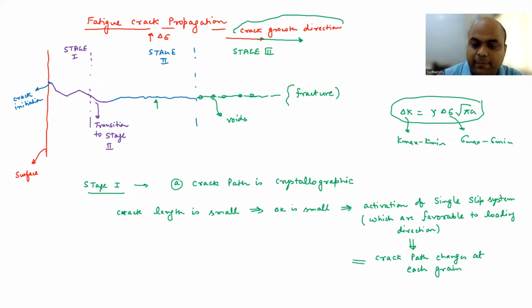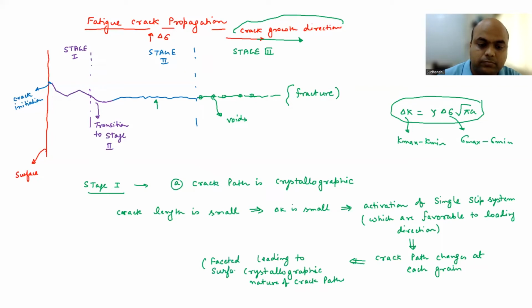Okay. And when this happens, what you are going to obtain is the crystallographic nature of the track path, right? So leading to crystallographic nature of track path. That means faceted surface. Okay, so you are going to have faceted surface.